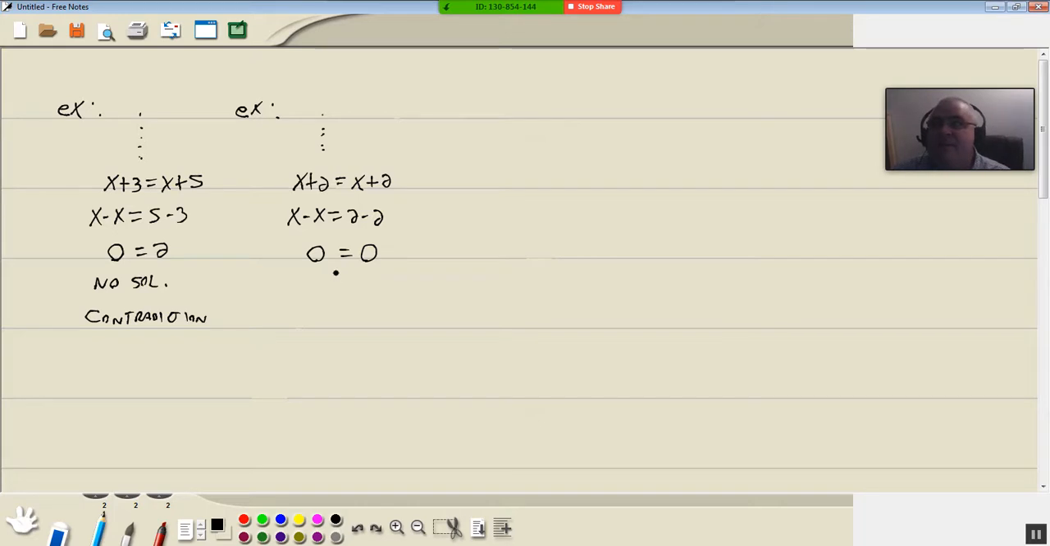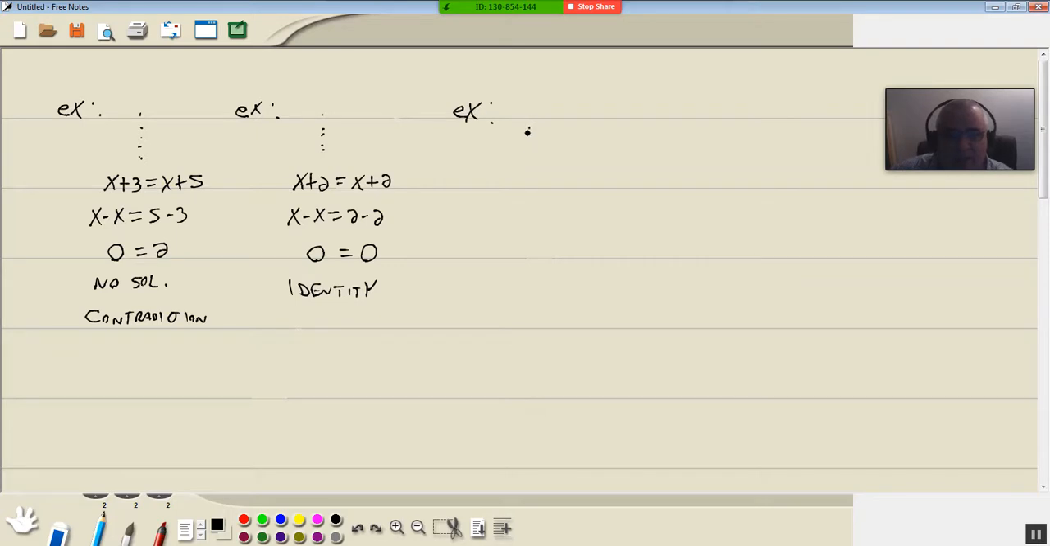Well, you have to ask yourself, when is 0 equal to 0? Well, 0 is equal to 0 all the time. That is a sign of an identity. It means it does not matter what value I put in for x, it'll be true. I could put in x equals 5, x equals 7, x equals 1 million. Whatever I put in there, it'll cause that to be true.